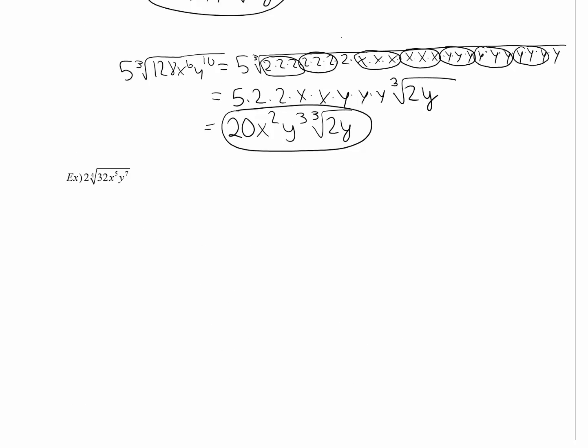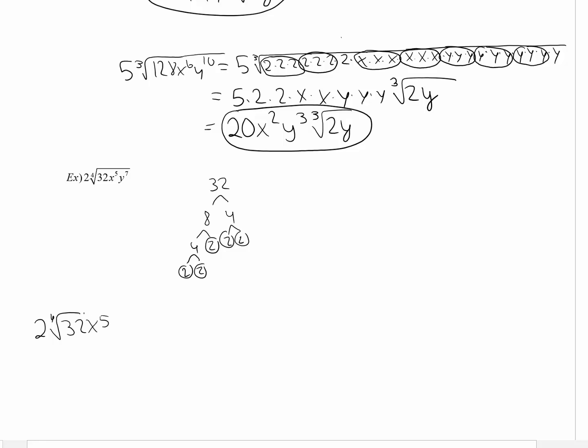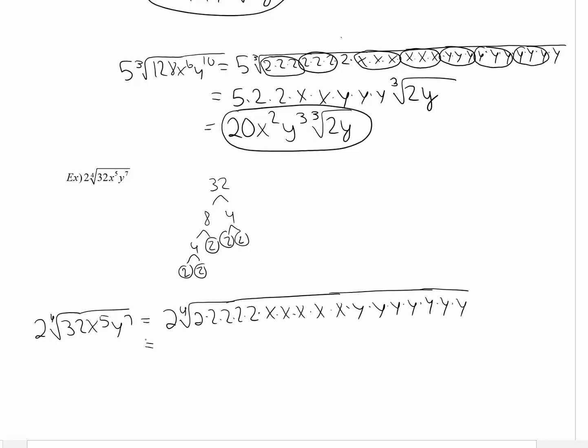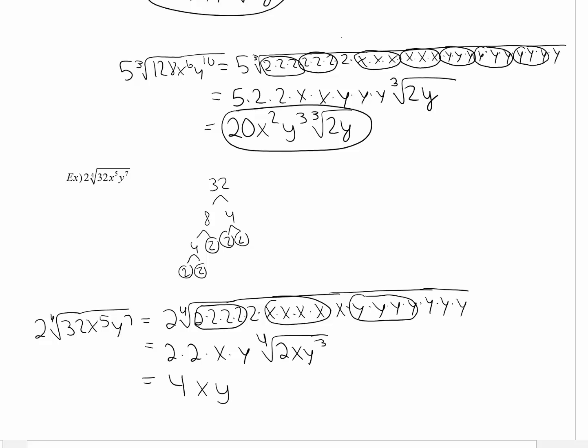Okay, one other example then. So again, let's do the prime factorization of 32 now. Okay, so I can rewrite this as this. Since the index is 4, I need to circle 4 of the same. So this is 2 times x times y times the 4th root of 2x, y to the 3rd. Simplify, that's 4xy times the 4th root of 2x, y to the 3rd.